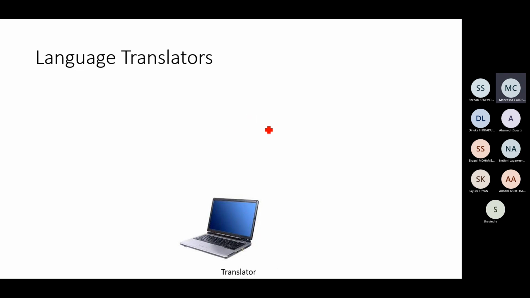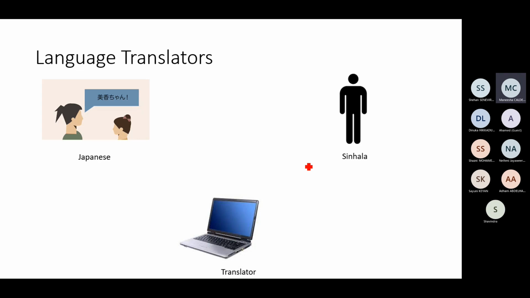Now, what is a language translator? We'll take a simple example and go through what happens. This is Japanese, Chinese, or some other text, right? We'll assume that it's Japanese. And this Japanese guy met a Sinhala person who speaks natively in Sinhala and has no understanding of the Japanese language.